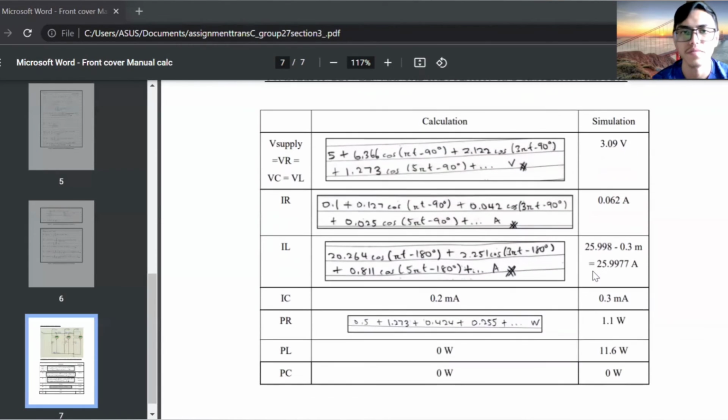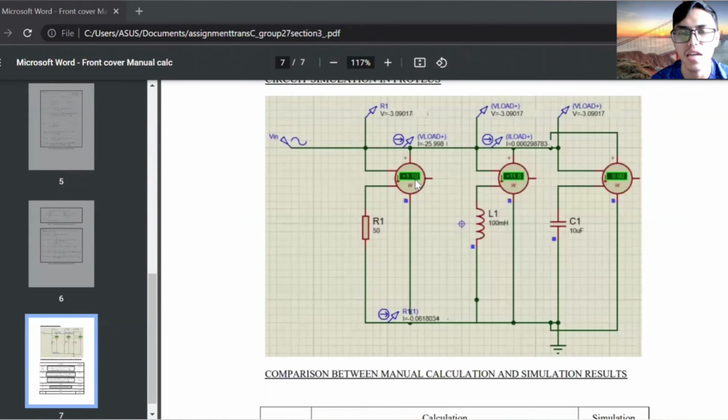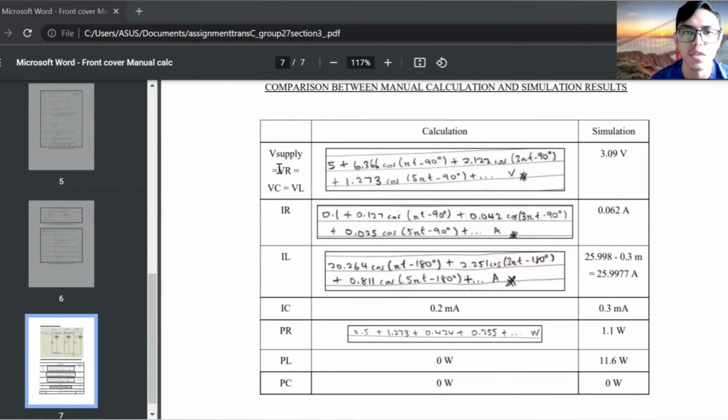So for the comparison, for the voltage, our group use the parallel RLC circuit, which means the voltage at each node will be equal. So that the V supply will be equal to voltage at resistor, voltage at capacitor, and voltage at inductor. So for the calculation, we got the DC voltage with 5 volt, and for AC voltage, we got the first 3 terms here. And the simulation, we got 3.09 volt. So the difference is about 2 to 3 volt between the calculation and simulation.